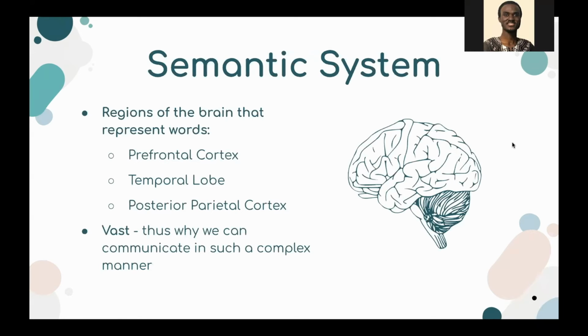Now on to the semantic system. The semantic system is divided into three regions in the brain that represent words. There is the prefrontal lobe, the temporal lobe, and lastly, the posterior lobe. It is important to know that the semantic system is also vast, which is why we can communicate.